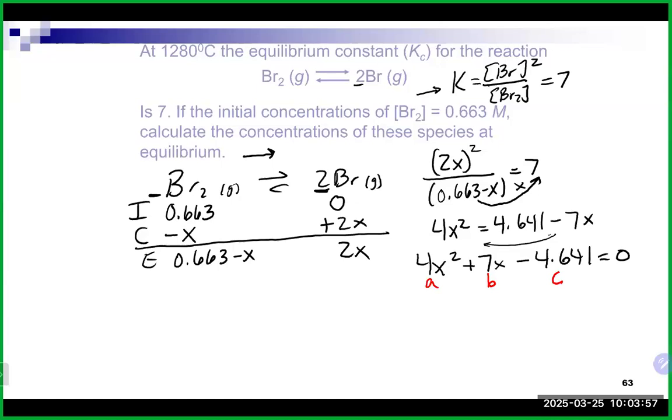Any questions on that there? All right, so let's do that perhaps. So a reminder again, x is going to equal minus b plus or minus the square root of b squared minus 4ac divided by 2a. So kind of popping some numbers in here. So x is going to equal minus 7 plus or minus.